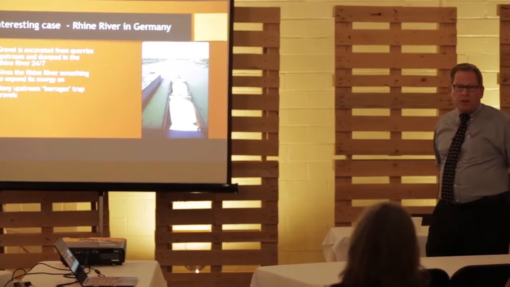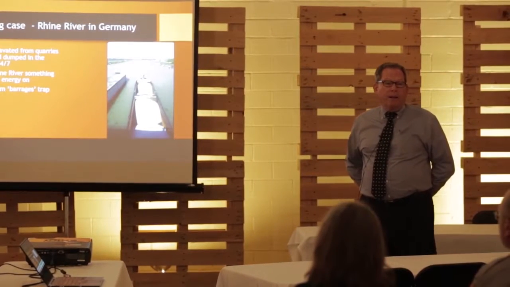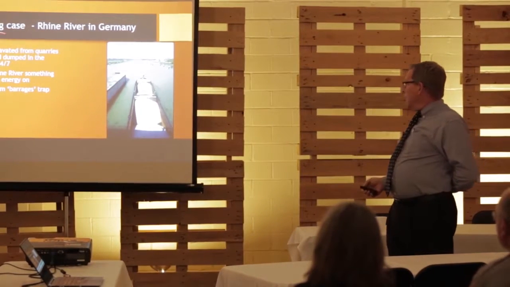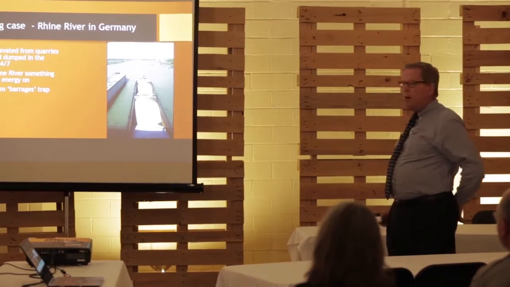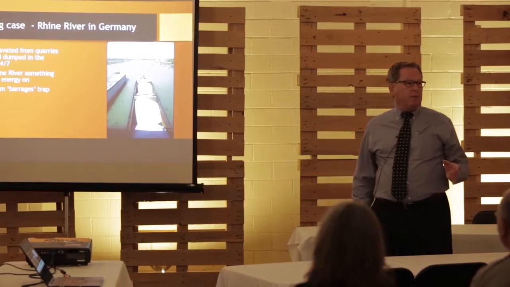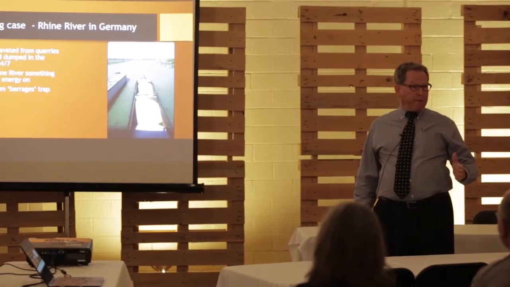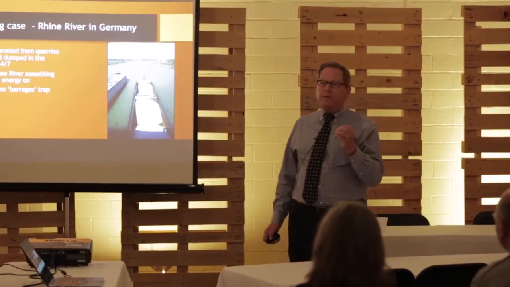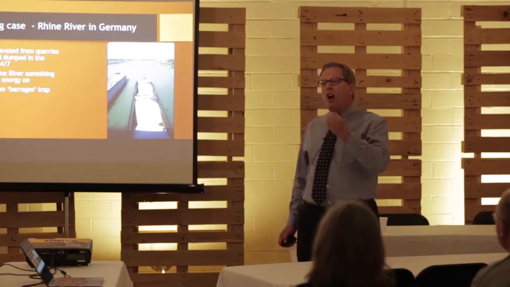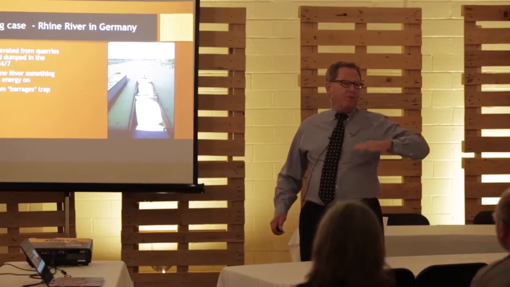Now, in an interesting case on the Rhine River in Germany, this is a barge. The barge comes through several locks and dams from upstream. By the way, those locks and dams are catching all the gravel in the Rhine River. We're not talking about sand now. We're talking about stuff the size of marbles and golf balls. It all drops out upstream.